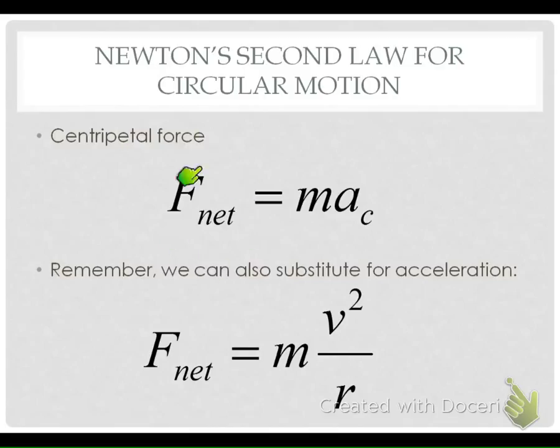Okay, this net force here would be our centripetal force also. So you could label that F sub c if you wanted to. We're still going to take our mass times our centripetal acceleration. Okay. If we want to substitute v squared over r, that's going to allow us to use velocity or solve for velocity or use our radius if we're given that. Okay.